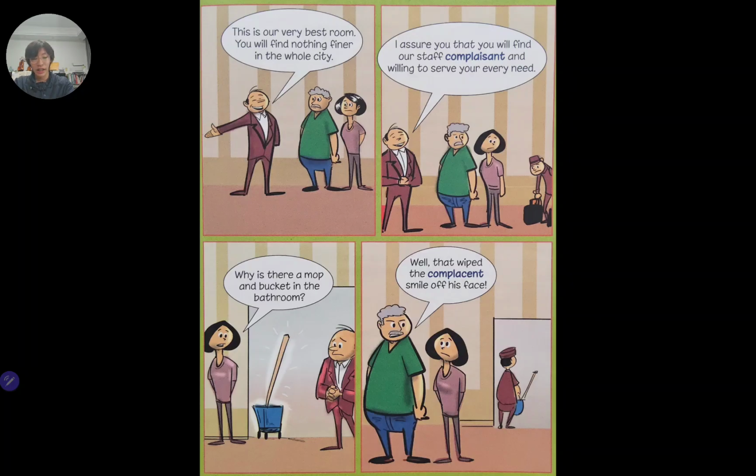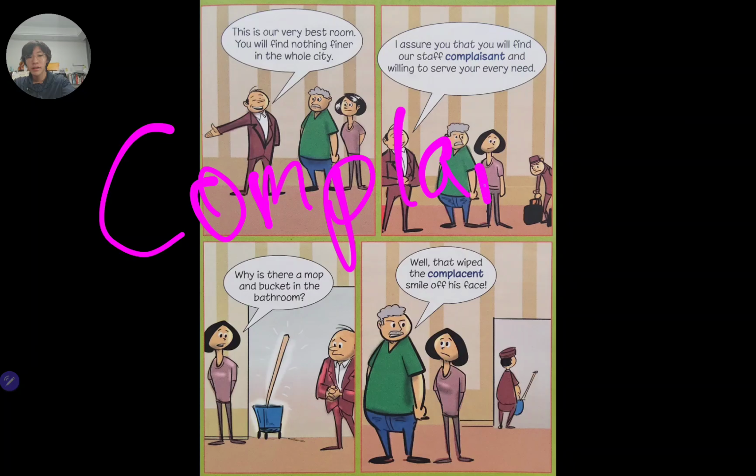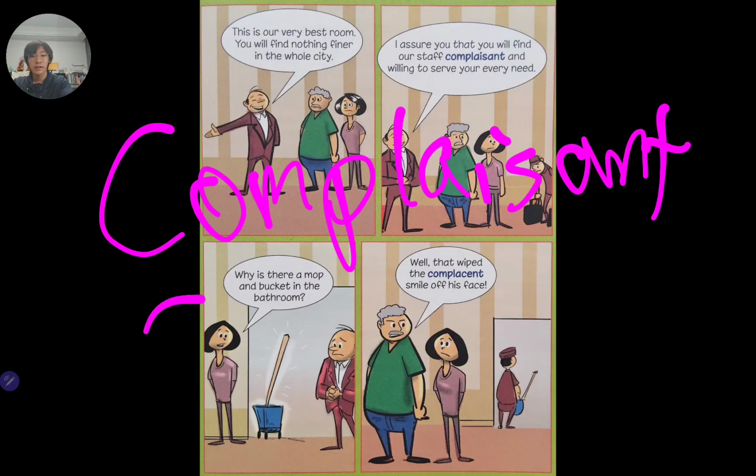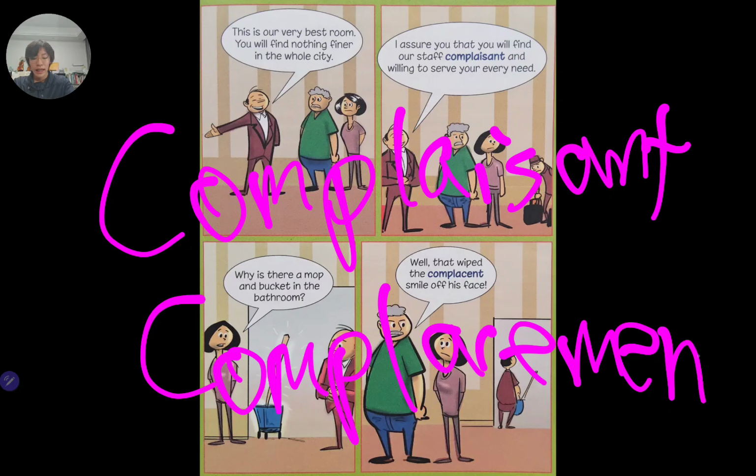Next up, these are our second to last set of words. We have the words complaisant and complacent. Now, when someone's complaisant, that means you're obliging and willing to comply with someone. And when you're complacent, that means you're smug and self-satisfied. That's pretty much it. Complaisant and complacent.